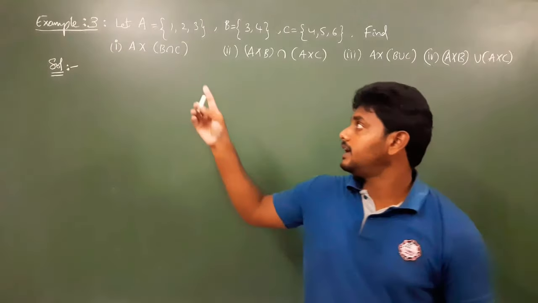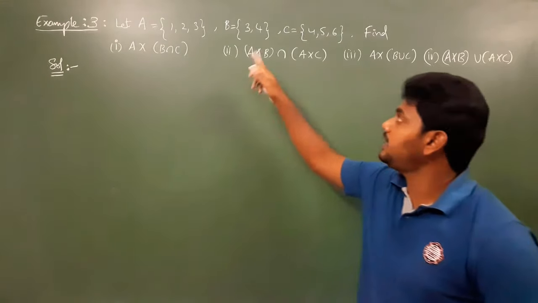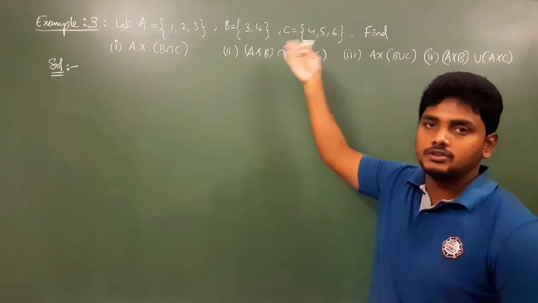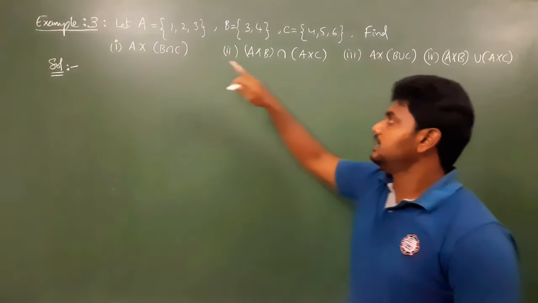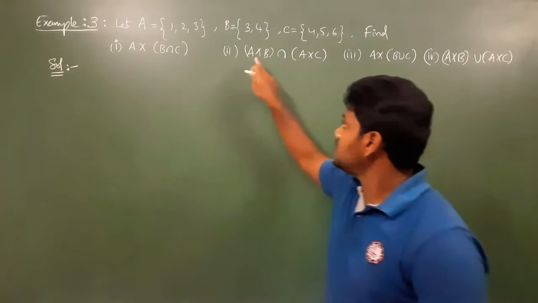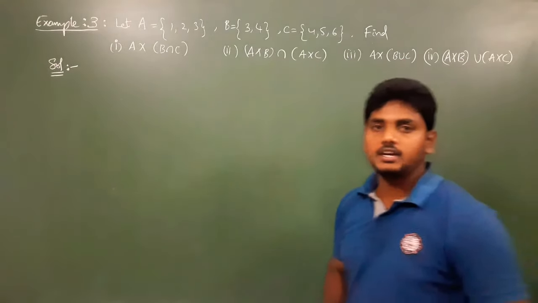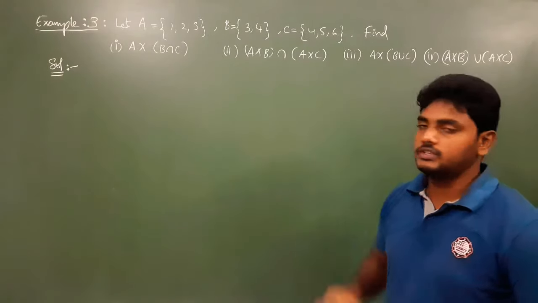Next example, example number 3. Let capital A be equal to {1, 2, 3}, capital B is equal to {3, 4}, capital C is {4, 5, 6}. So they have given three sets, capital A, B and C. Find A cross (B intersection C), A cross B intersection A cross C, A cross (B union C), A cross B union A cross C. So we need to find these four sub-questions.